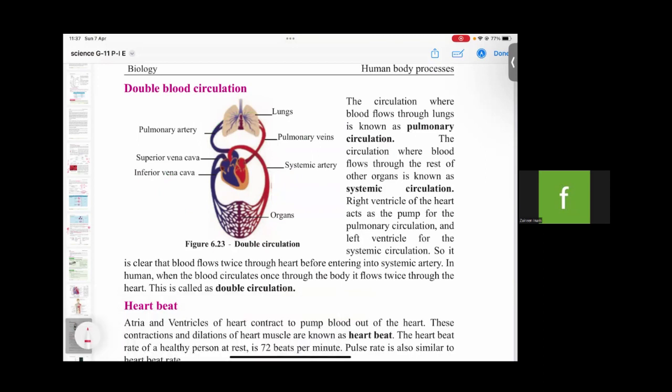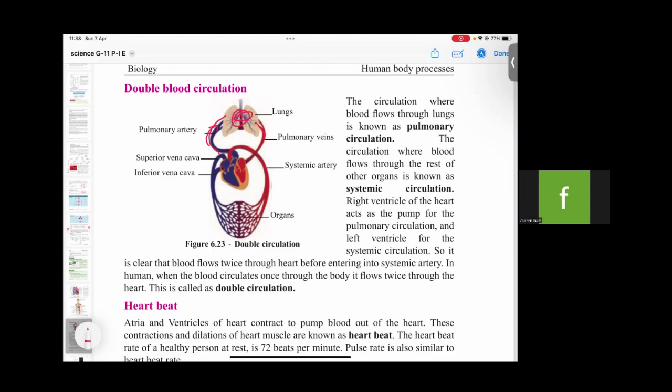You can see, from the heart through the pulmonary artery, the deoxygenated blood goes into the lungs. Then it gets oxygenated, and the oxygenated blood comes through the pulmonary veins and drains into the left atrium of the heart. This is what we call pulmonary circulation.